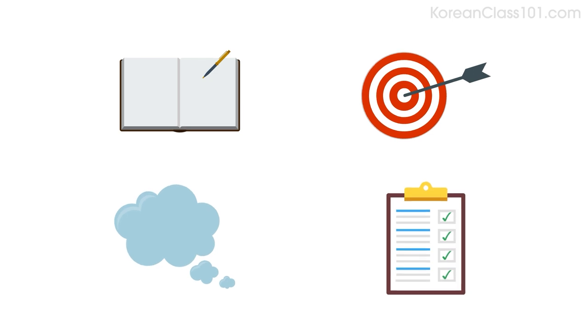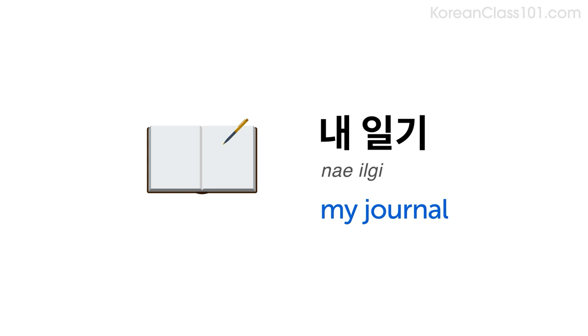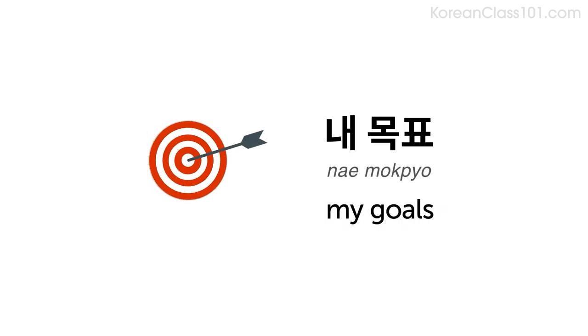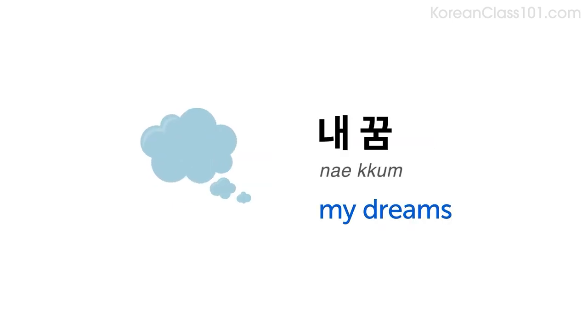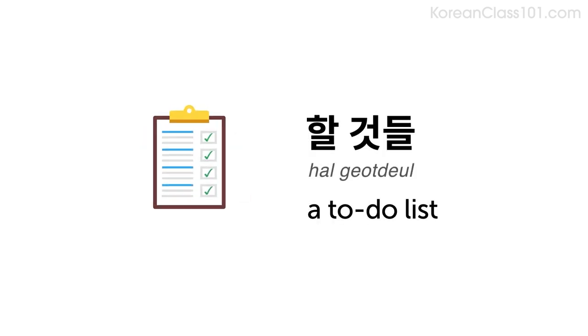Here are a few more phrases you can use with the same pattern. My journal. 내 일기. My goals. 내 목표. My dreams. 내 꿈. A to-do list. 할 것들.